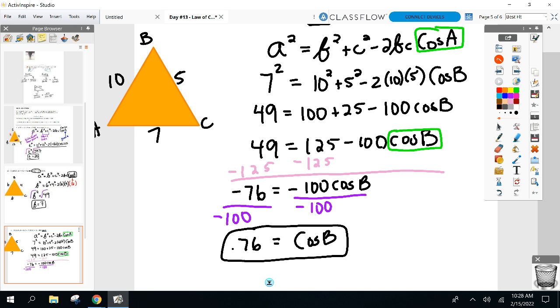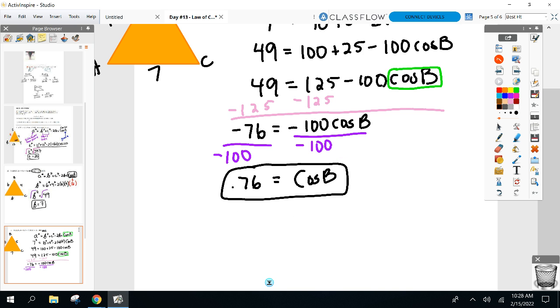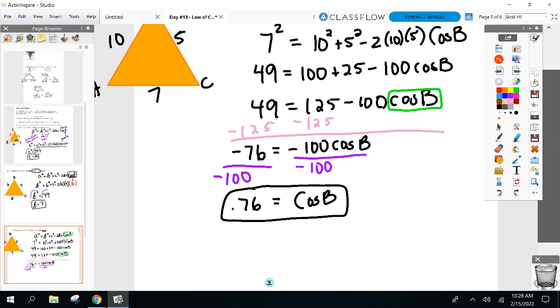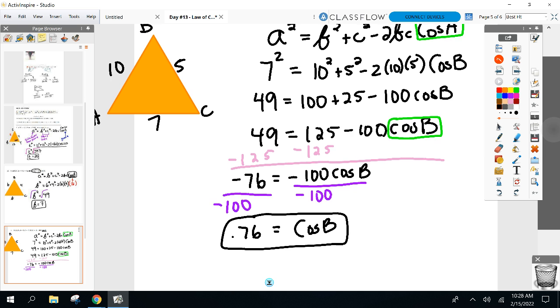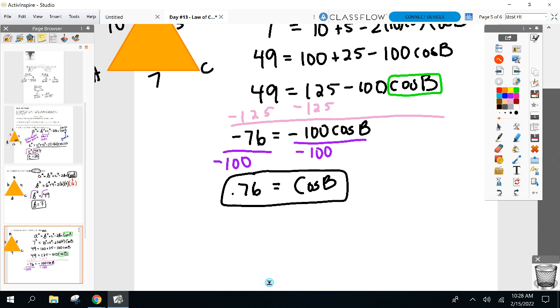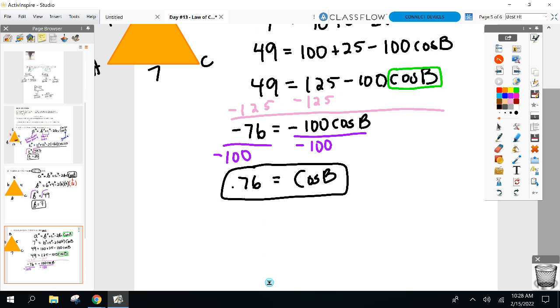I got a challenge question because they tell me I teach above average students in here. Any questions on how we got to cosine B? Ready for a challenge question? So we did all this work. We got the cosine of angle B is 0.76. What would be your next move if I said, okay, if that's true, how many degrees are in angle B? What's your next move?